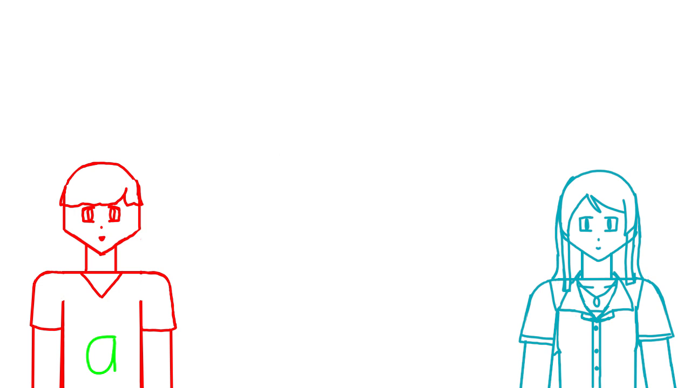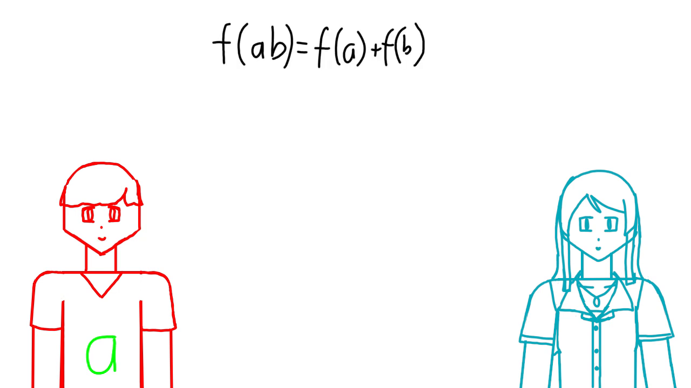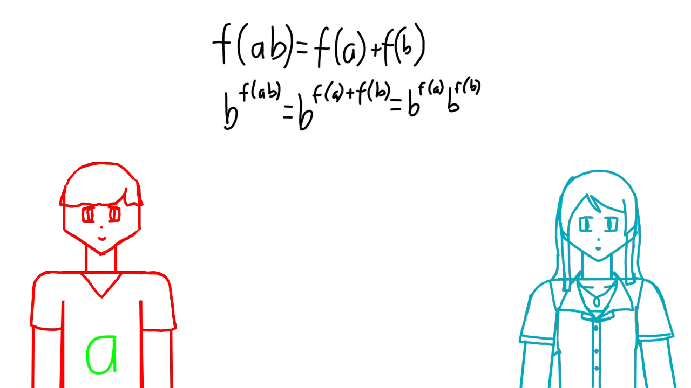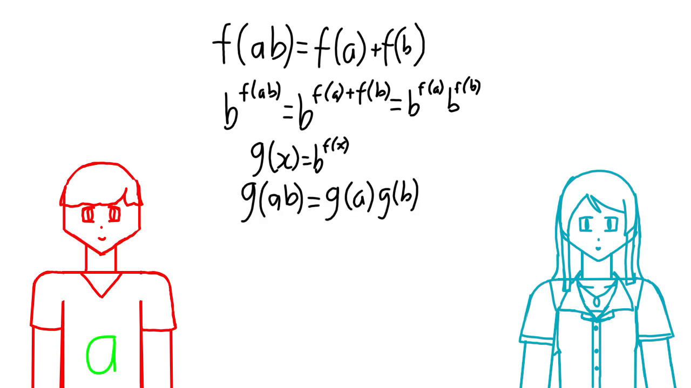So we proved that the function satisfies the property of logarithm, but what if there is another type of function that shares that property? Well, let's say that there's a function f of x such that f of ab equals f of a plus f of b. If you raise both sides to some number b, by the laws of exponentiation, b to the f of ab equals b to the f of a times b to the f of b. It appears that the new function, call it g of x, satisfies g of ab equals g of a times g of b.